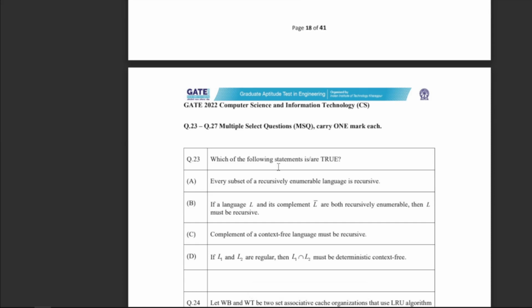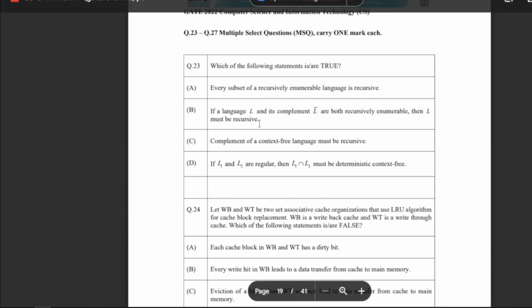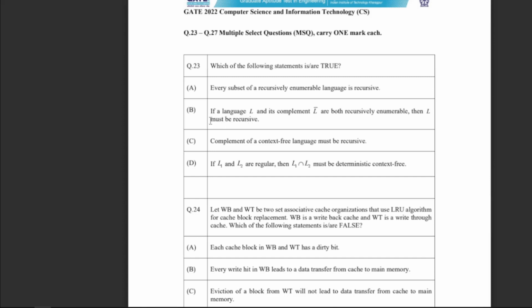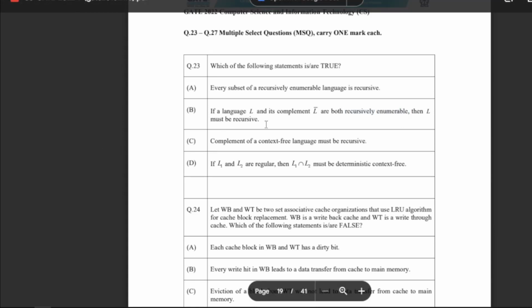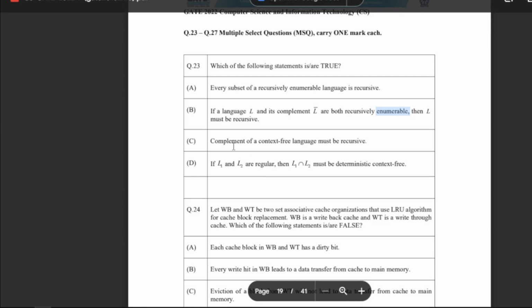So the next question is a multiple select question. Okay, now we have MSQs. Which of the following statements are true, right? So first: every subset of a recursively enumerable language is recursive. This is false. Second: if a language L and its complement L dash are both recursively enumerable, then L must be recursive. So this is basically true, because obviously if a language L and its complement both are recursively enumerable, then L will be a recursive language, right?